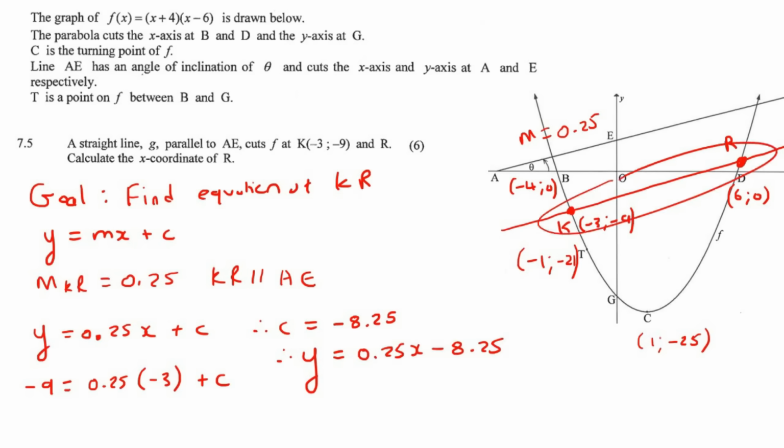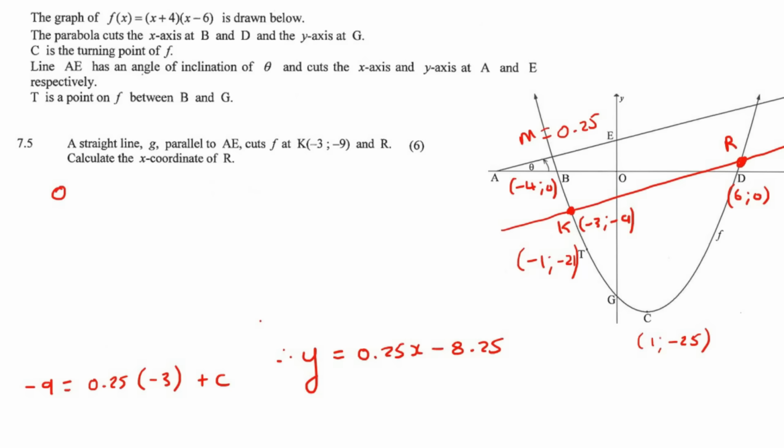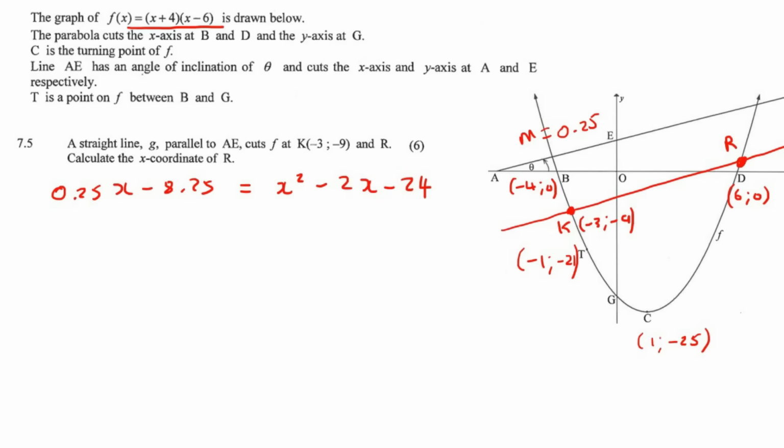Now we know the equation of this line, so we can simply make it equal to the parabola, and that'll tell us k and r. We already have k, but that's okay. So let's go do that. We're going to make the two equations equal to each other now. So we can say 0,25x minus 8,25, and we can make that equal to the parabola's equation. I'm just going to multiply the parabola's equation out for the 74th time in this question. There we go. And now we can simply do our thing.